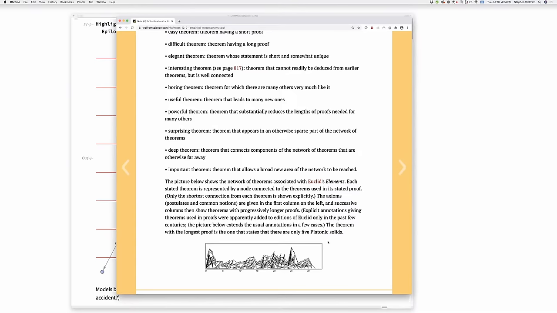What on earth do we learn from that? I mean, remembering that that's only a single connection between theorems there. That's not the network of all possible proofs. Who knows? Okay, in any case. All right, let's go back to your screen.